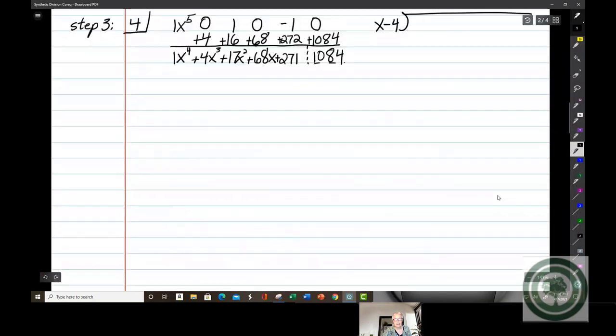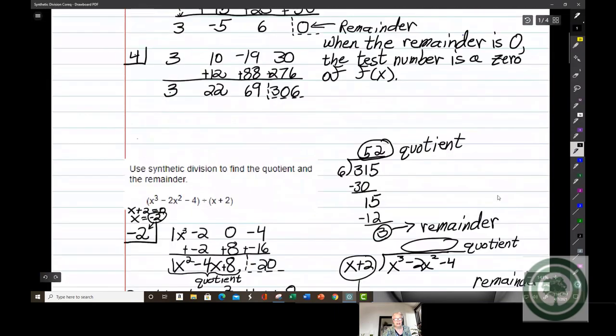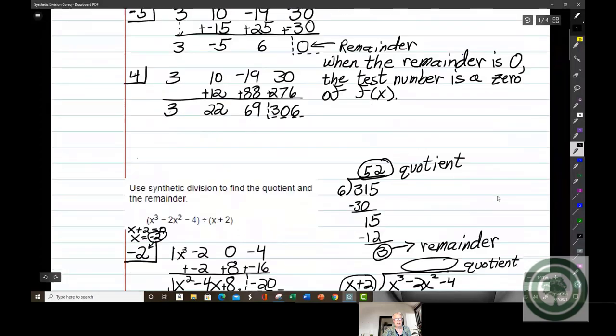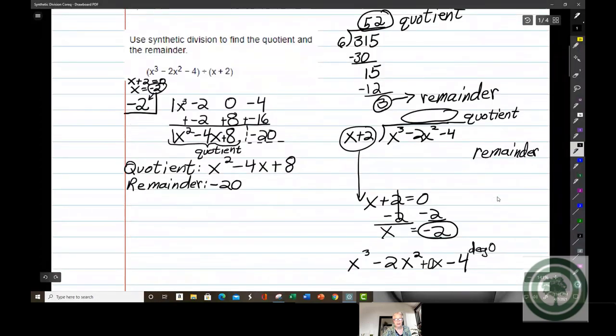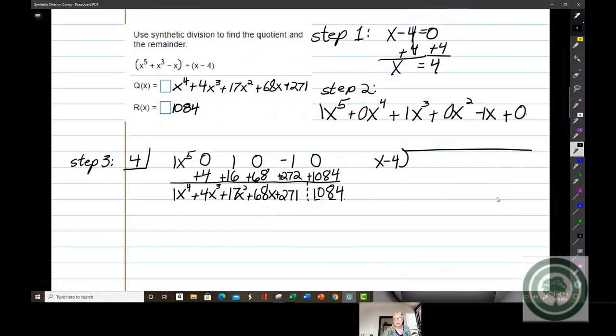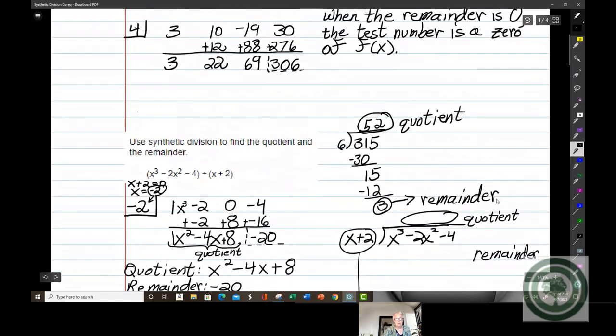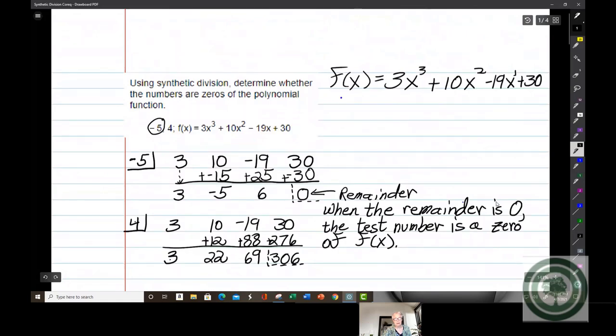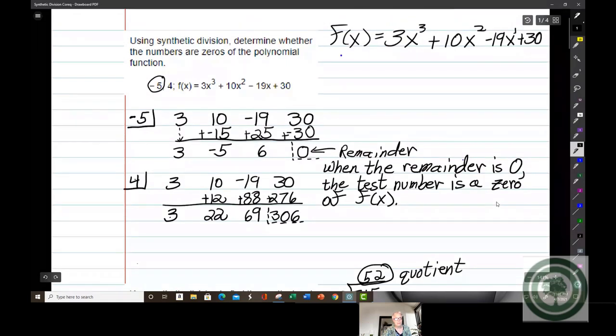Okay. So these are the two basic kinds of problems you'll be dealing with. There are other uses and other kinds of problems that you use synthetic division for, but we don't really have time to go over all of them. So these are the two that you have to be most familiar with.